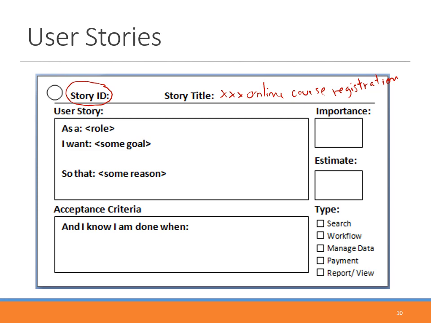As the template inside the user story, we should say as a student, right? Suppose I am a student. I want to register courses online so that it is convenient and fast.